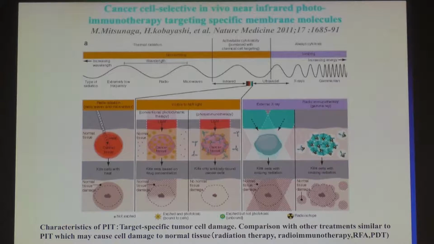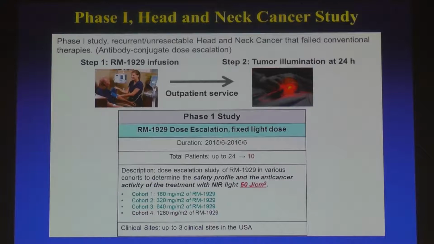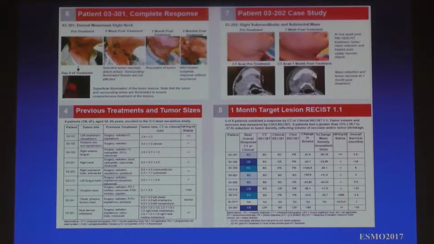So, RM1929, that is the molecule-targeted drug cetuximab and the fluorescent probe antibody binding compound IR700, is administered 24 hours before irradiation with near-infrared light. In the States, a phase one study was conducted at three facilities like this. And five patients of eight cases had a response.